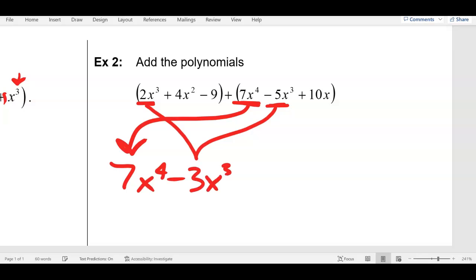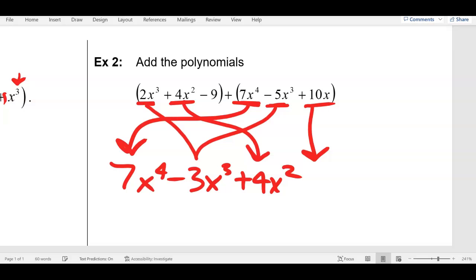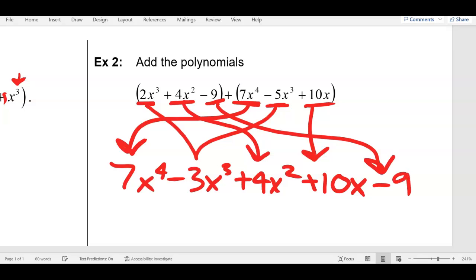Very good. Now, the next highest power is x squared, and I only have one squared term, so I'm going to bring that down. Bring it around town. 4x squared. Then my next after squared is just regular x, which I only have one x term. Bring it down, plus 10x. And then I have one leftover constant, minus 9. Bring that down as well. So notice there were only two terms I could combine that had the matching powers.